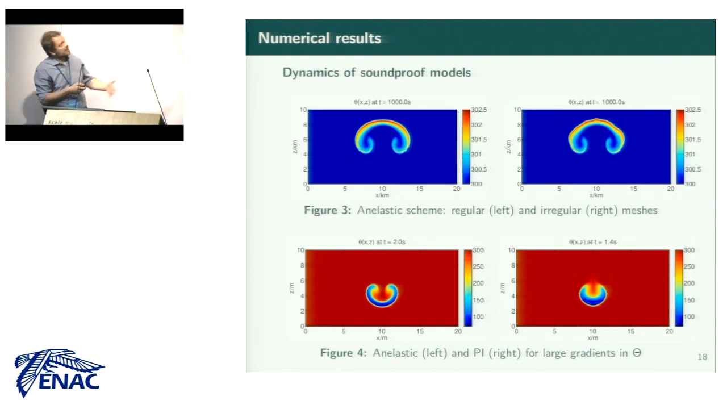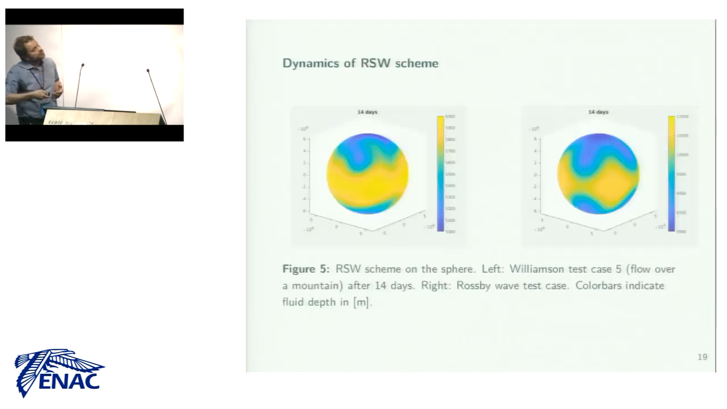Okay, and we close with some eye candy. Here for the soundproof model, we have a warm bubble in cold air. It rises up, and here I compare regular and irregular meshes. You see that the variational integrator is also capable to take irregularity into account. I skip this one.